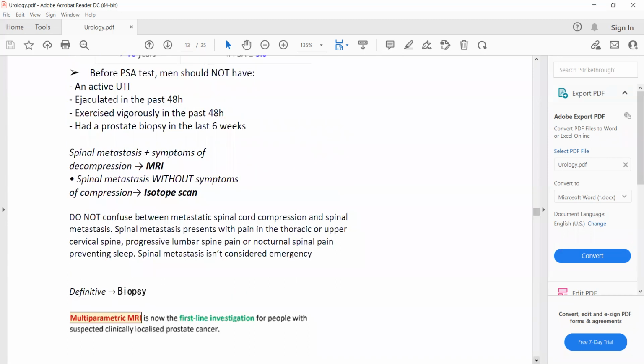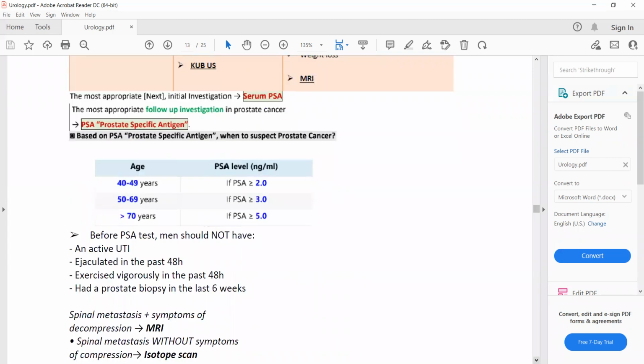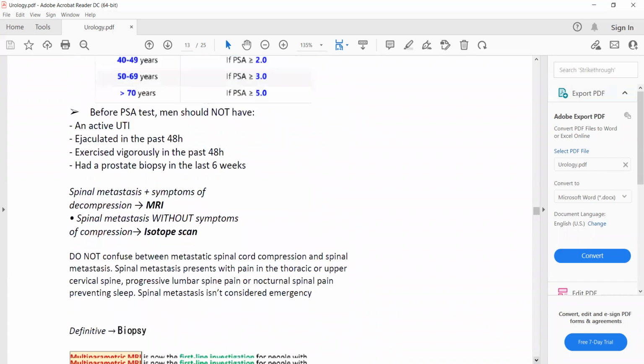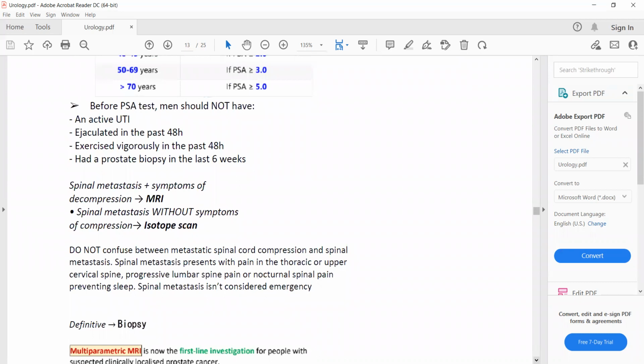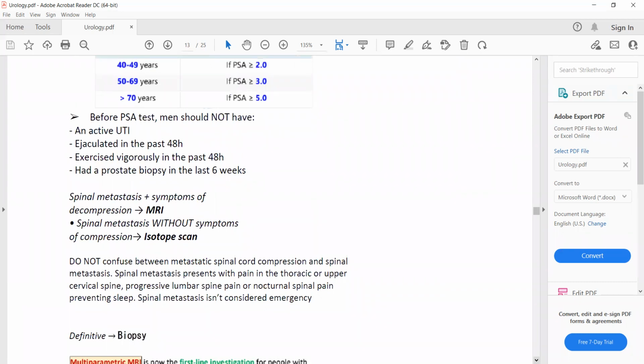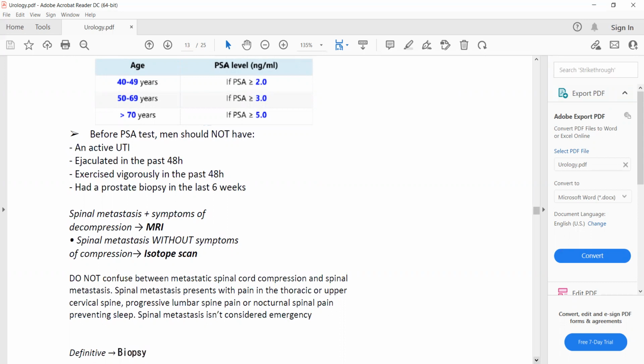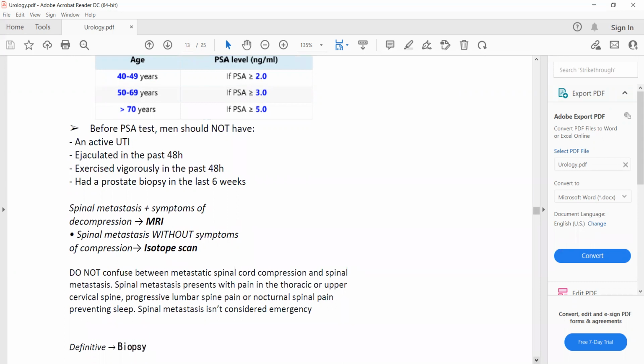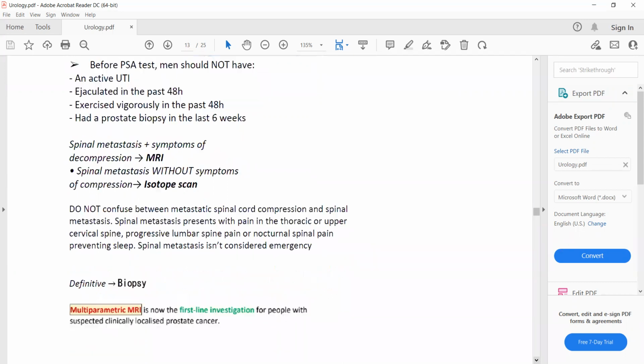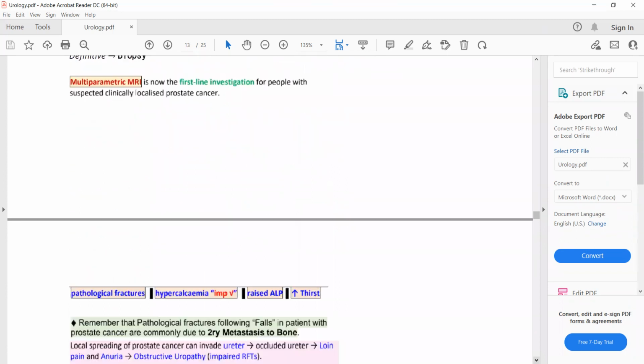So the initial investigation in case of prostate cancer is prostate specific antigen, and the definitive investigation is prostate biopsy to confirm the diagnosis of prostate cancer. While the investigation in case of spinal metastasis with symptoms of nerve involvement is MRI, and for spinal metastasis without symptoms of nerve involvement or compression, the investigation will be isotope scan.